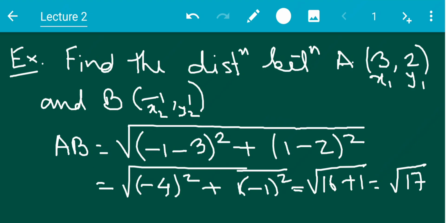So I'm concluding this video. In the next video we will discuss the section formula. Section formula, distance formula and area of triangle are a few important parts of the basics, the foundation of coordinate geometry.